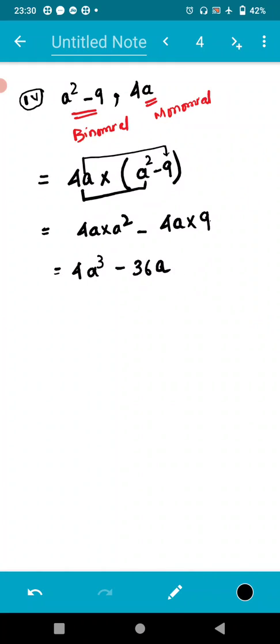Only 1 a, students. So this is the solution of sum number 4, and this was the last sum of today's session. I hope all of you have understood all the sums properly.